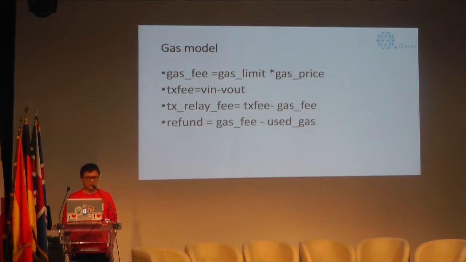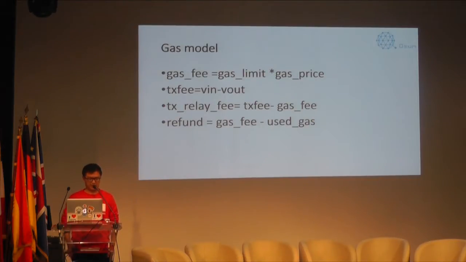Because in the Bitcoin network you have the transaction fee, how do you design the gas model? We still use the gas fee. The gas fee equals the gas limit multiplied by the gas price. But the transaction fee is the input minus the output. There is also a transaction relay fee. This fee is similar to the Bitcoin transaction fee. It equals the fee you paid earlier minus your gas fee.